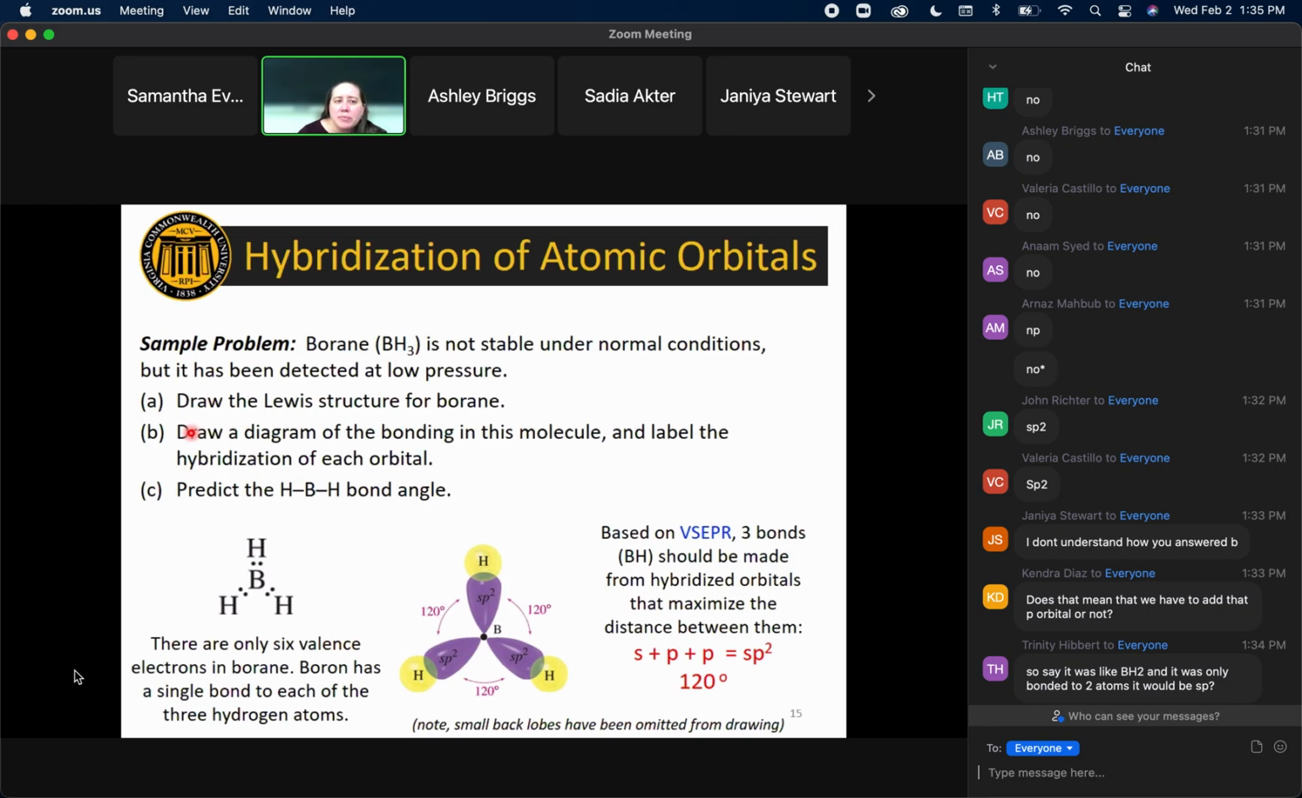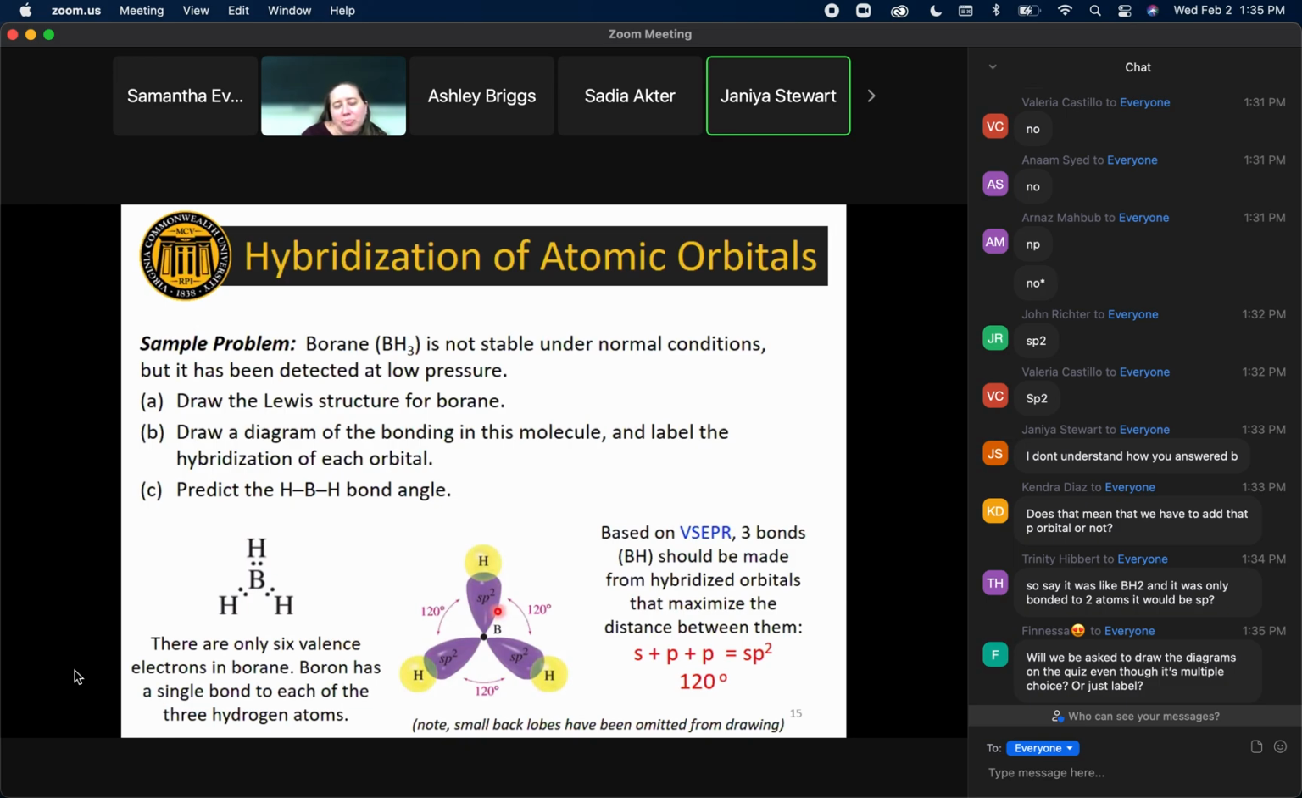And if it was BH2, let me think about this. If it was BH2 minus, then it would have a lone pair, and then it would still be sp2 hybridized. It would have an sp hybridized orbital for each of its hydrogen bonds, and the 3rd sp orbital would be used to house a lone pair.